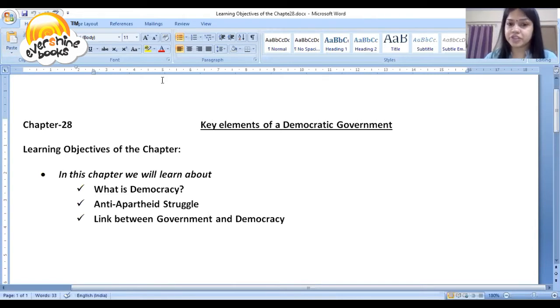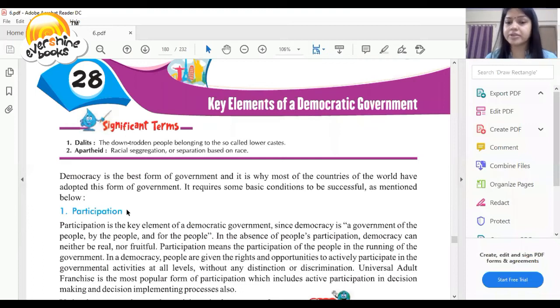Let's begin with the chapter. As you can see, I'm sharing my content with you, which will help you to understand the chapter more clearly. So this is the chapter, Key Elements of a Democratic Government, as you can see on my screen. First, we will discuss some significant terms of the chapter, and I'm also highlighting them.